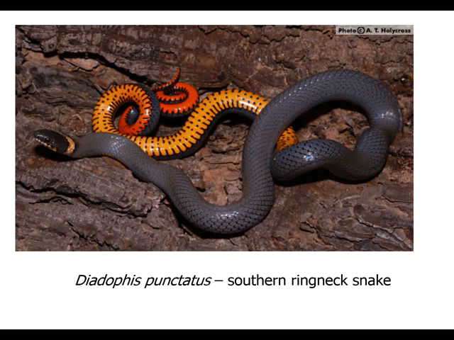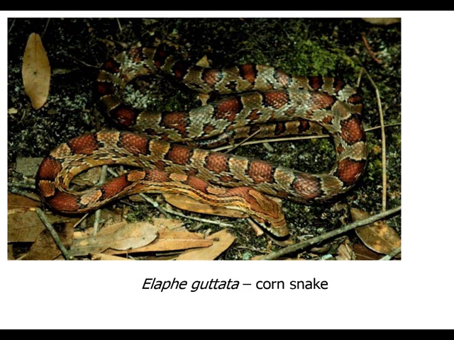This is the southern ringneck. Almost a blue-black or blue-gray on top with this orange ring. The underside very distinctive. Small snake, reaches about 40 centimeters. It's another snake that likes to burrow. Corn snake, which is one of the larger of the constrictors that we might see. They reach about 5 feet in length with this sort of squarish pattern of saddles.